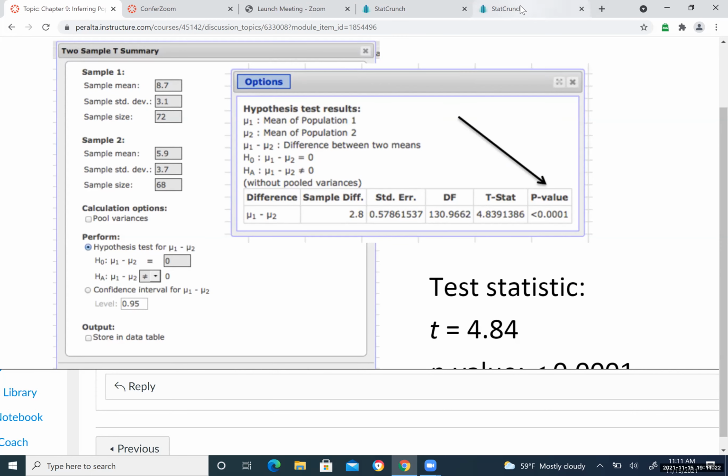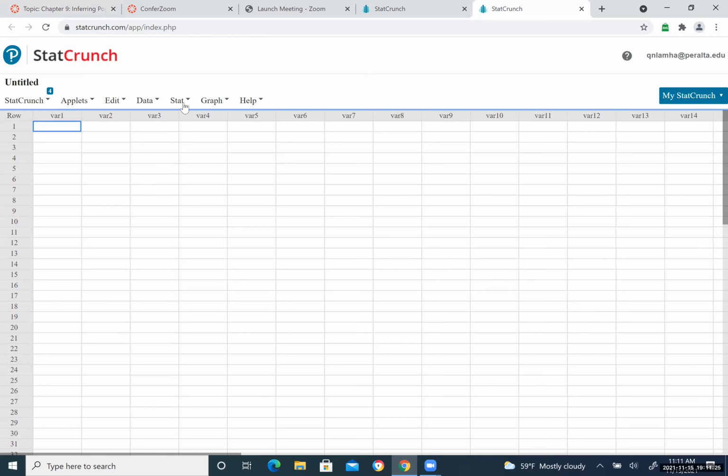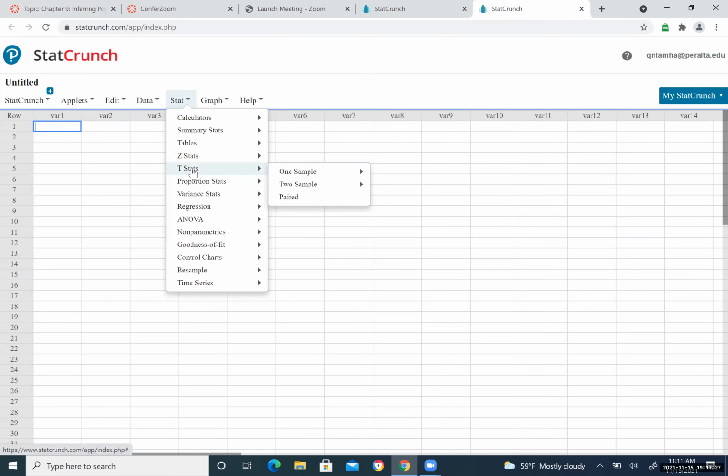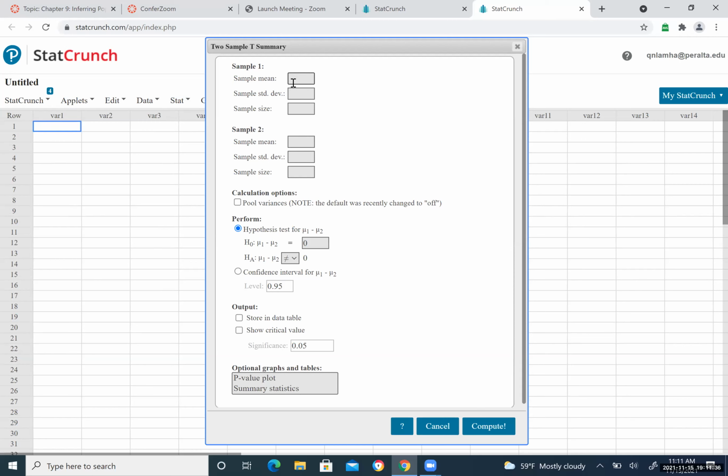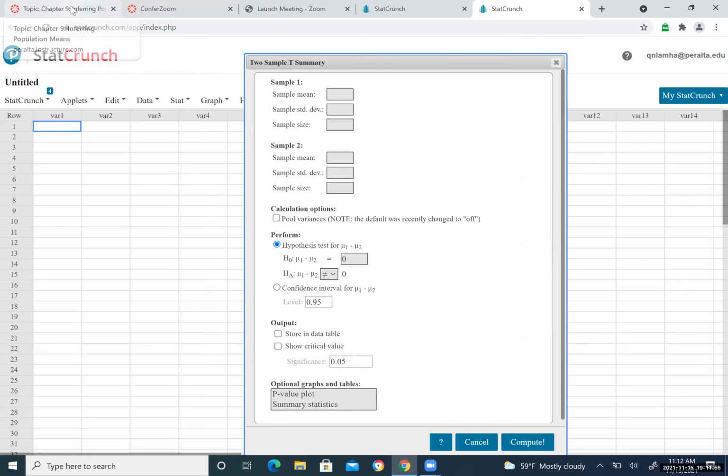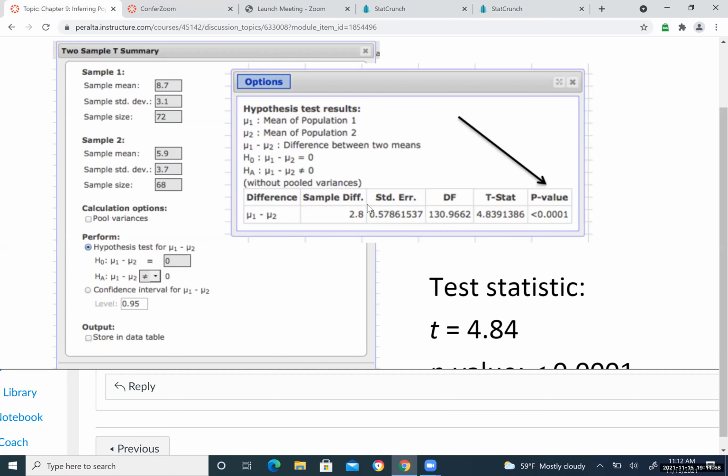You go to StatCrunch, you go to Stat, go to T-stat, go to choose sample, because we're talking about sample with summary. You type in sample 1, sample 2, which is the box already given. You type it in, type it in, type it in. You click hypothesis test, you see? Not equal to, you click here. And you click compute, you're done. So let me try that for you. I take the screenshot for my data.